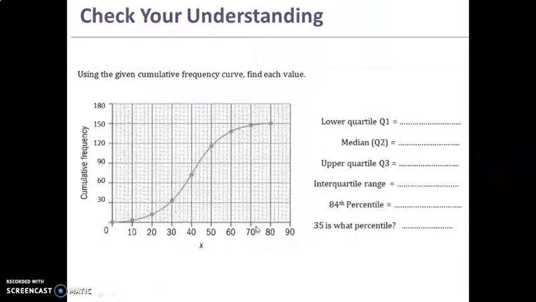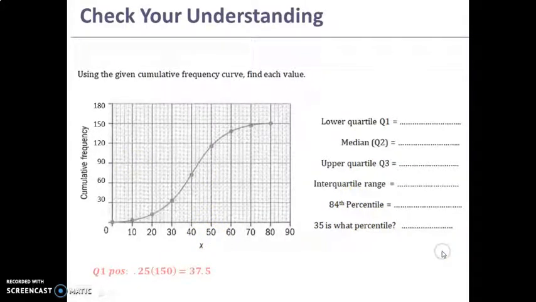Okay, so let's check your understanding on this. We have a cumulative frequency curve here. And now you will find the lower quartile, median, upper quartile, IQR, the 84th percentile, and finally the question is 35. That means from this data set here, 35 is at what percentile? So for this last one, you will go in the opposite direction. You'll begin on this axis, go up and go over and figure out the percentile.